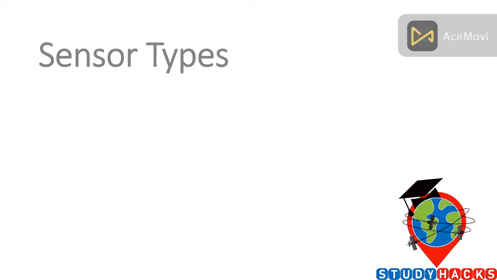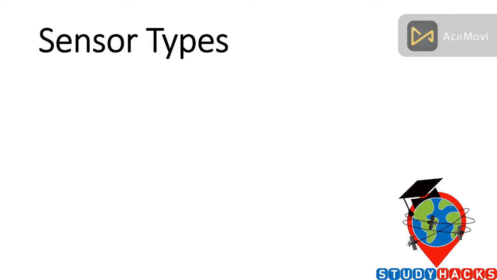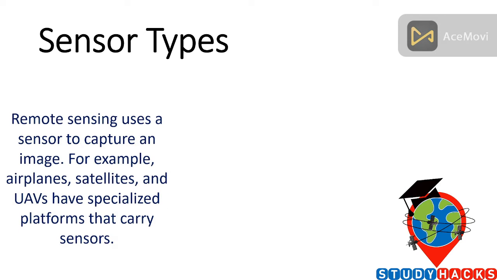And now how does it work? Mainly it works on the sensor. What is the sensor? Remote sensing uses a sensor to capture an image. Suppose if you have a camera, you can simply take a photo using the camera. In the same way, we can take an image of the earth, and remote sensing uses the sensor to capture an image.